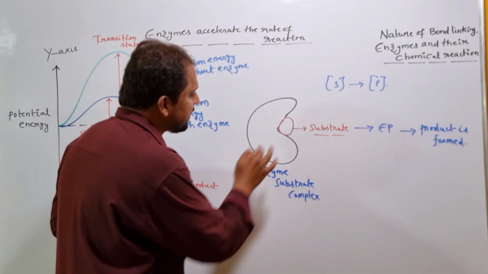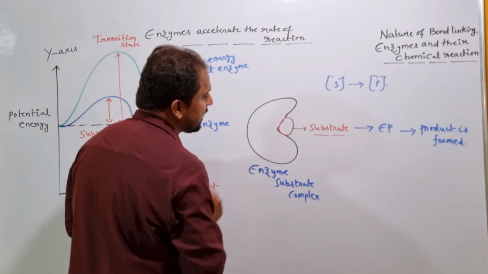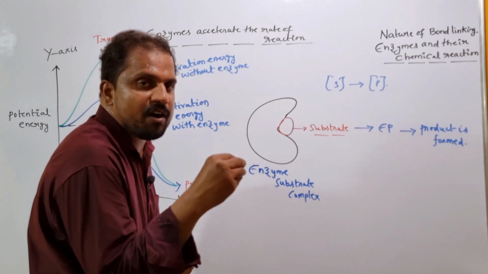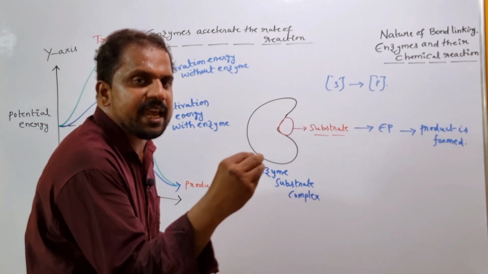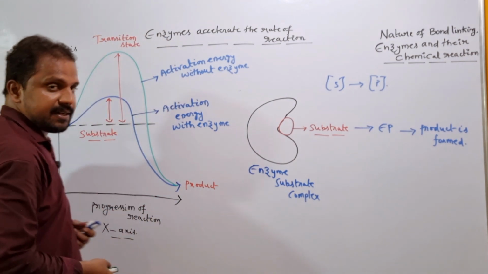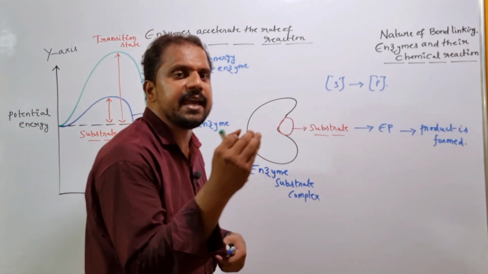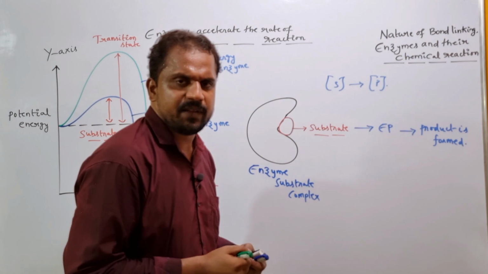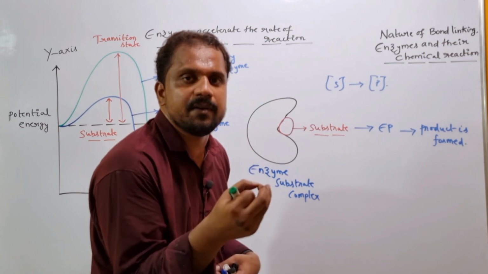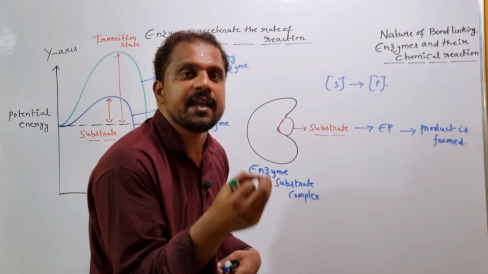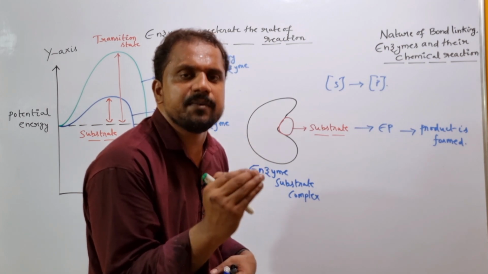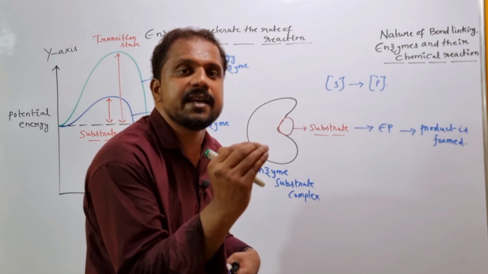Is it clear? Once the substrate successfully binds to the active site of the enzyme, it leads to the formation of what? Enzyme substrate complex. After the formation of the enzyme substrate complex, it reaches a higher energy state, which is nothing but what? Transition state. And the transition state is highly unstable. So always try to memorize one thing. When compounds remain at the lower energy state, they are much more stable in comparison with compounds at the higher energy state. Always, compounds at the lower energy state are much more stable in comparison with compounds at the higher energy state.